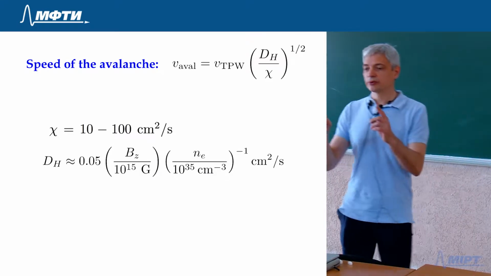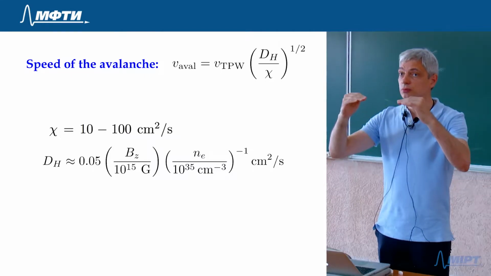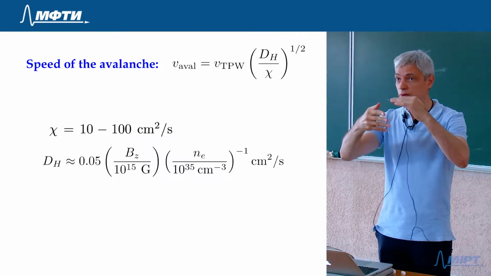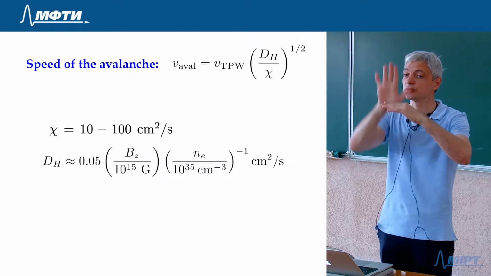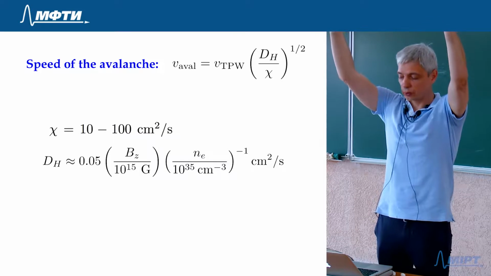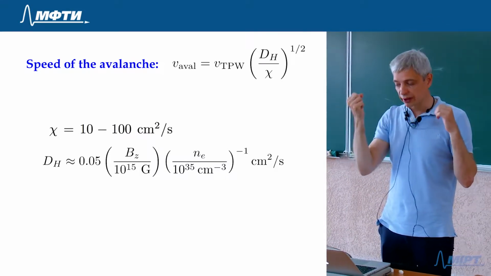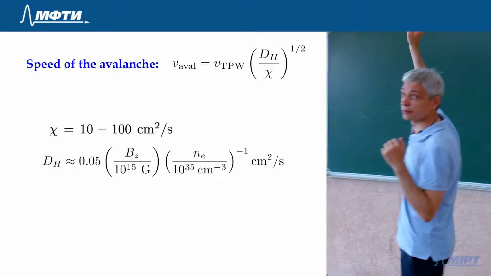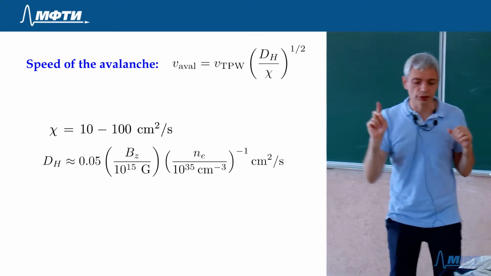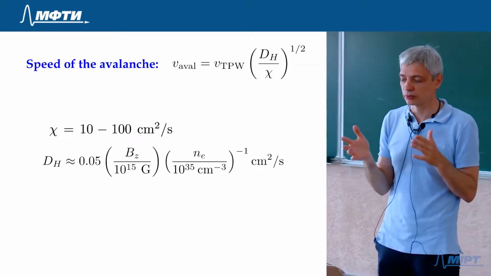So remember I told you that the thermoplastic waves propagate because of heat diffusion. So heat is generated in the front of the wave, and heat diffuses ahead of the front, breaks the crust there, and then the front propagates. So its speed is controlled by the thermal conductivity, which is chi here. Okay, more exactly it's heat diffusion coefficient. Its value in the crust is typically 10 to 100 centimeters squared per second.